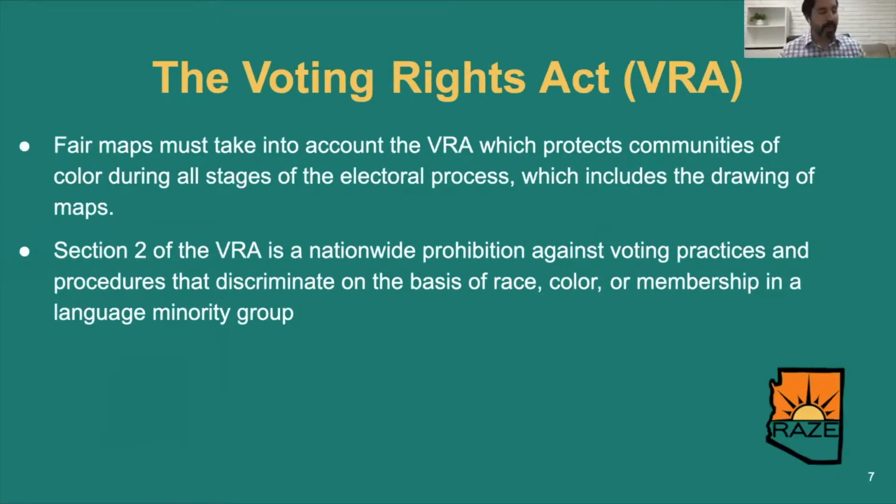So an important aspect of this process deals with the Voting Rights Act. Fair maps must take into account the Voting Rights Act, which protects communities of color during all stages of the electoral process. And this includes the drawing of maps. Section 2 of the Voting Rights Act is a nationwide prohibition against voting practices and procedures that discriminate on the basis of race, color, or membership of a language minority group.